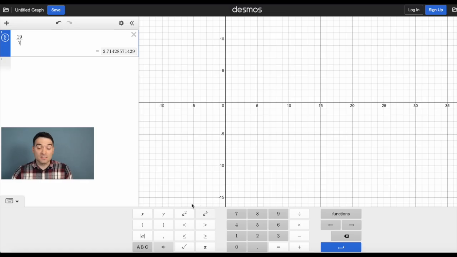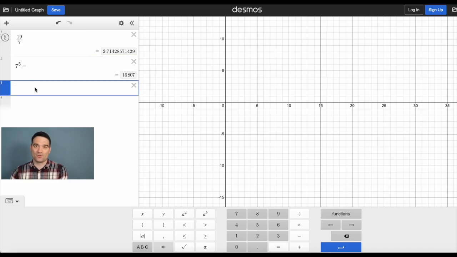I also have these spicier functions, right? Things like raising to powers, or taking the square root, or taking the absolute value. So for example, if I want to know what the value of 7 to the power of 5 is, I can type that out. I don't have to do that all by hand.